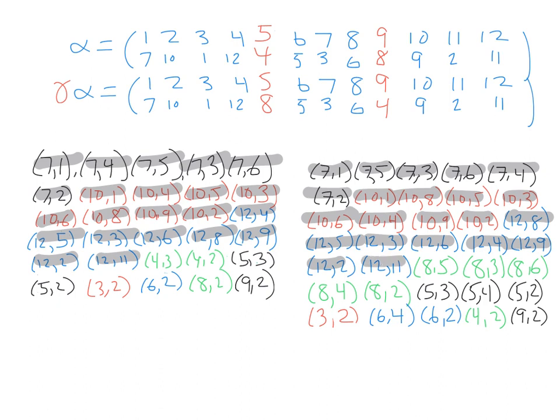both lists. But this 4,3, he's not on this list over here. So we're going to leave him unshaded right now. This 4,2, however, is over there. He's right there. So we're going to go back to shading. 4,2 appears on both lists. 5,3 appears on both lists. 5,2 appears on both lists. 3,2 appears on both lists. 6,2 appears on both lists. 8,2 appears on both lists.